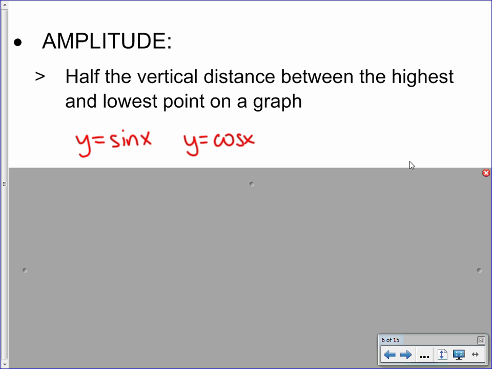So you graphed sine and cosine on your paper, right? y equals the cosine of x, y equals the sine of x. What's the amplitude of those graphs? You graphed them on your paper, so look at your paper. What's the amplitude of those graphs? 1.